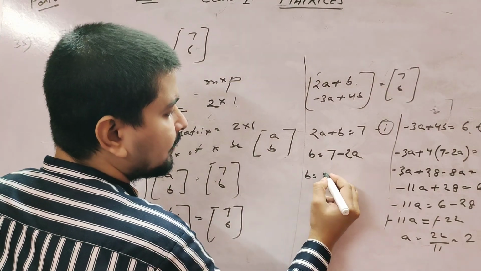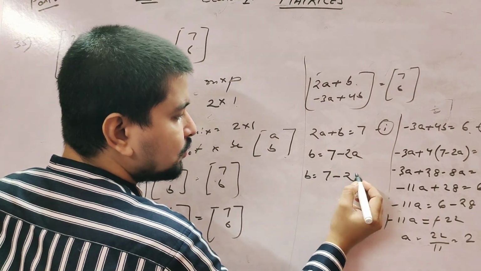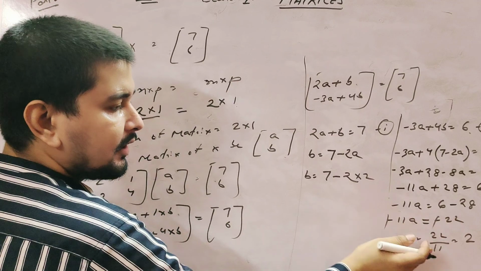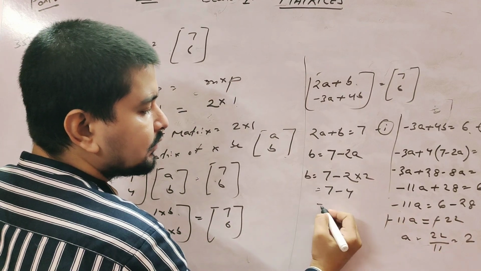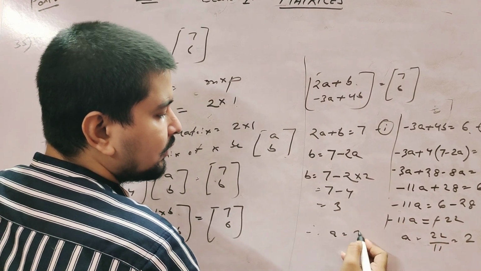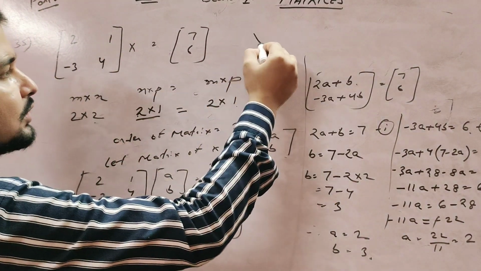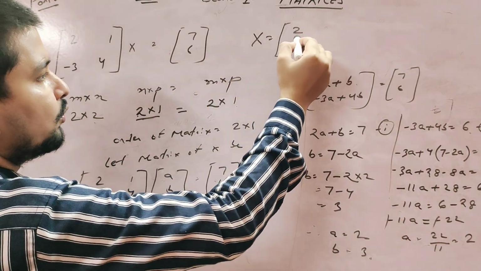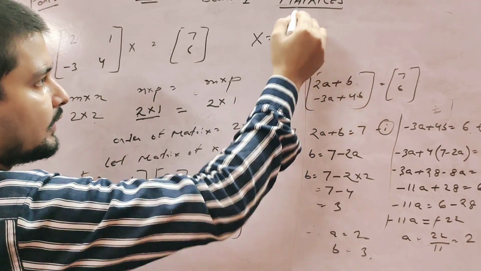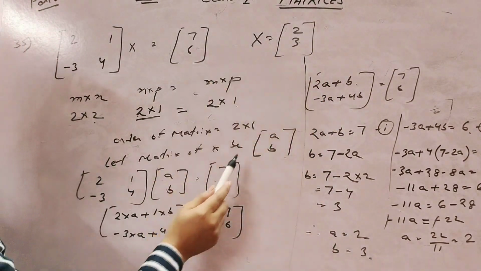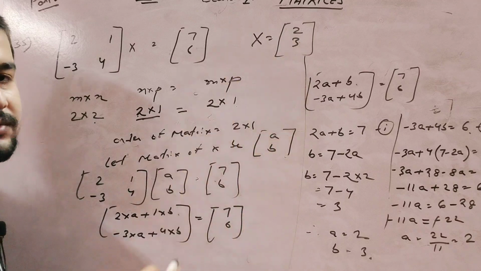Now time for B. B equals 7 minus 2A. In place of A, write down 2. So 7 minus 4 equals 3. So therefore A equals 2 and B equals 3. So your X matrix is 2 row and 1 column. We took it as A B, so A is 2 and B is 3. Okay, note.